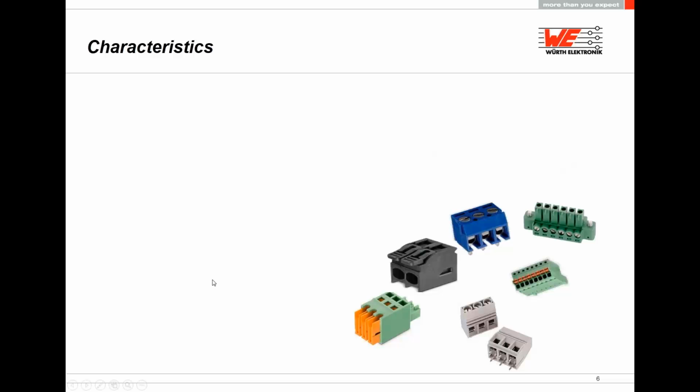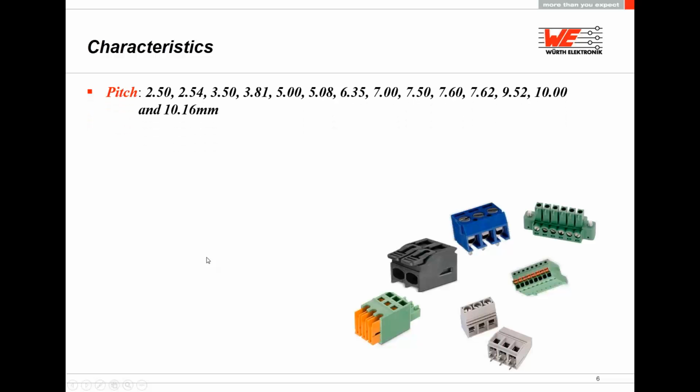Characteristics. Pitch, and again, it's kind of like the definition. The definition for the pitch is the spacing between the two positions or two contacts or two pins, like these two, for example, or these two. So as you see, we have all variety from 2.5, 2.54 up to 10.16 millimeter. As you notice, we have 14 different pitches.